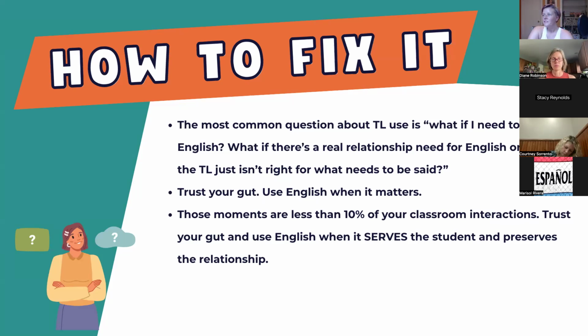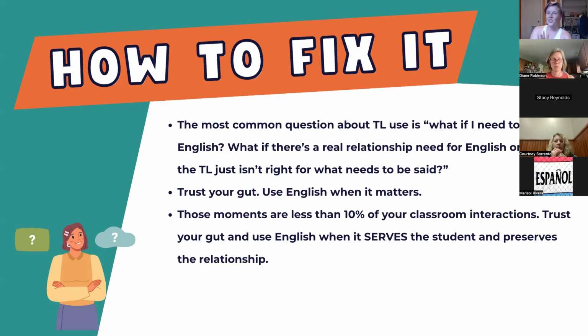Or what if using the target language just really doesn't feel right for what I need to say? Then duh, trust your gut. We often don't listen to our guts, but trust your gut. Use English when it matters. You'll know when it's important to do that. If your students are having a tough day and they're clearly emotionally distraught, you can't continually ask them "¿Qué te pasa?" in Spanish and have them actually give you a response. That's kind of disrespectful. So honor where your kids are at, use English when you need it.